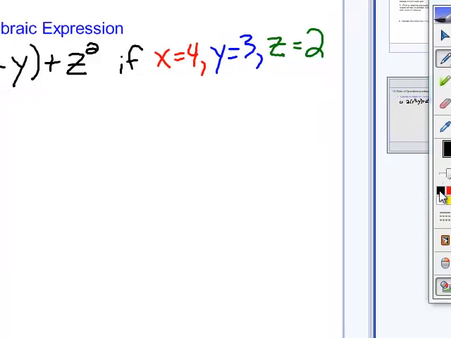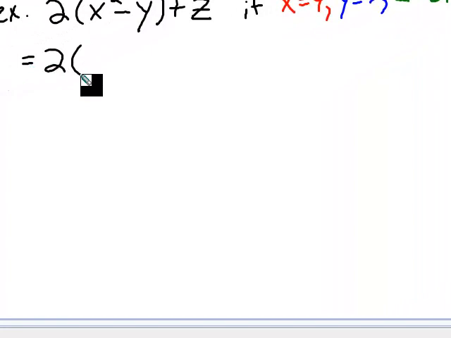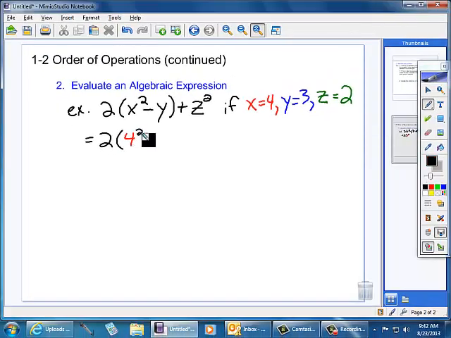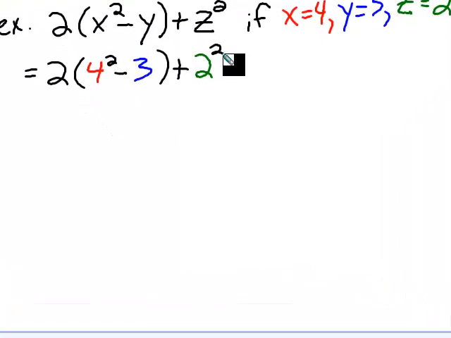So here we go. We have 2 times x squared, well x is 4, so I'll put that in red. 4, we're going to square that, we're going to subtract y, its value is 3, so we're going to substitute that in. And then we have z, which is 2. Put that in there. We're going to square it. Alright, so we've made our substitutions. Now we're left with just a mathematical expression. And we're going to do the order of operations.